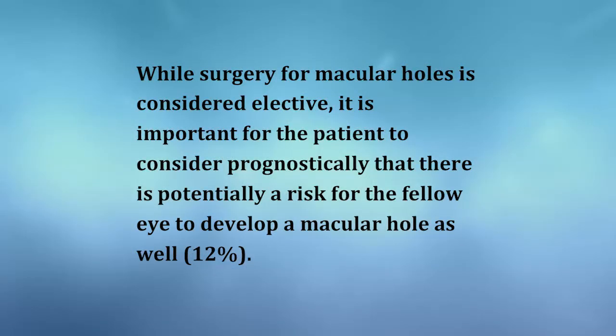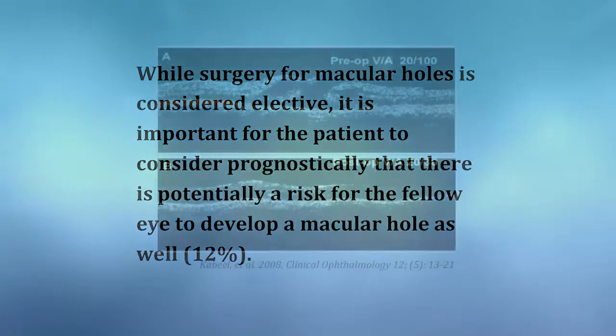While surgery for macular hole is considered elective, it's important for the patient to consider prognostically that there is a risk of the fellow eye developing a macular hole as well. That's 12%. Take care. You have to keep examining the other eye. 12% to have the macular hole in the other eye. And if you have any membranes or focal traction with the vitreous, early intervention for those patients may prevent macular hole formation, depending on the other eye's history as well.